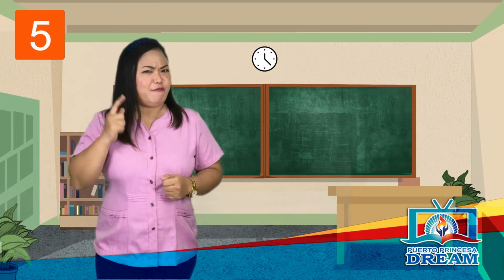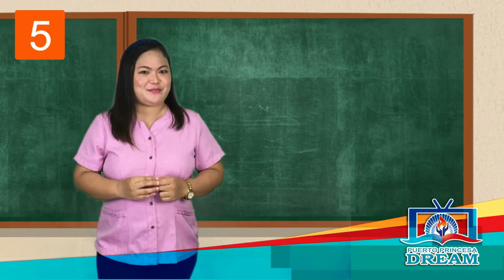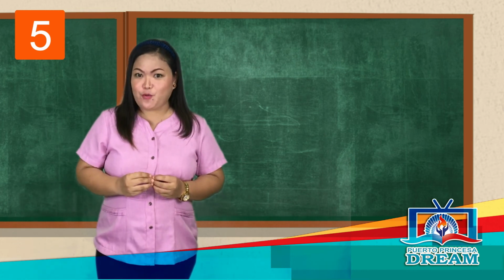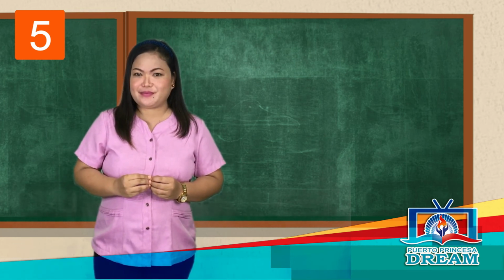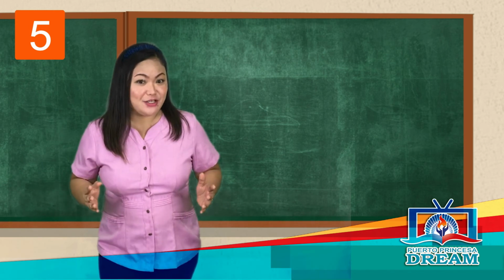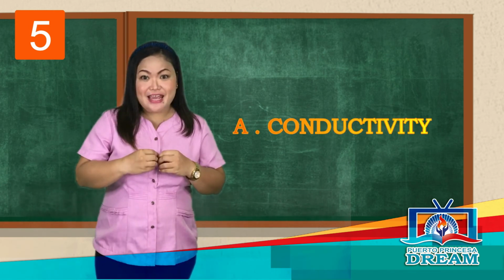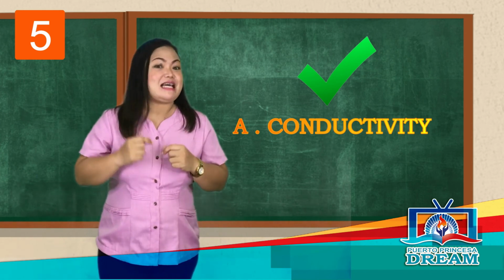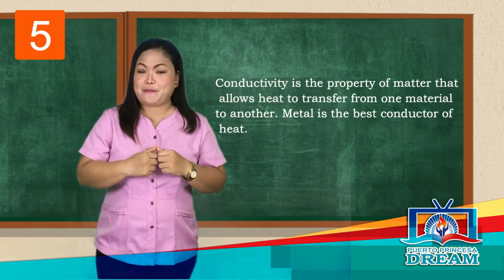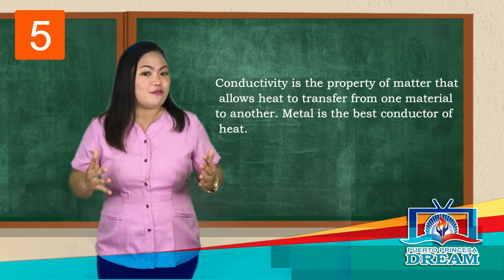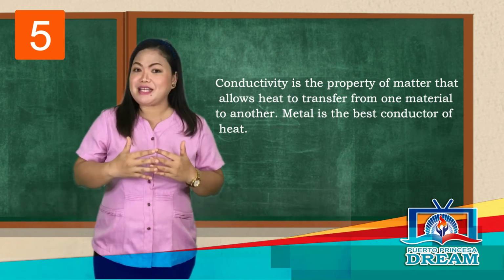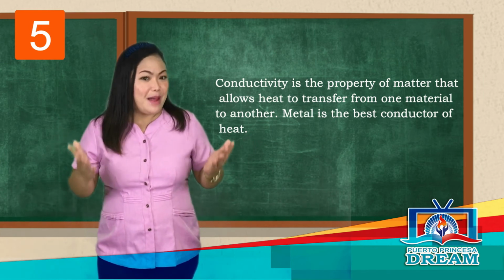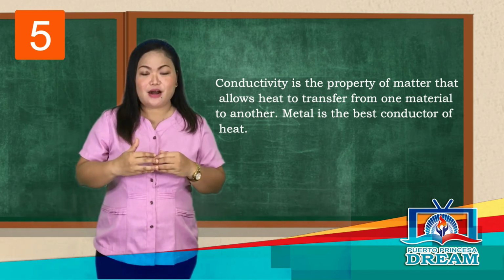Let's check if you got the correct answer. What is your answer for question number one? Did you answer letter A, conductivity? Correct! Conductivity is a property of matter which allows the flow of heat from one material to another. Just like metal. Metal is the best conductor of heat.